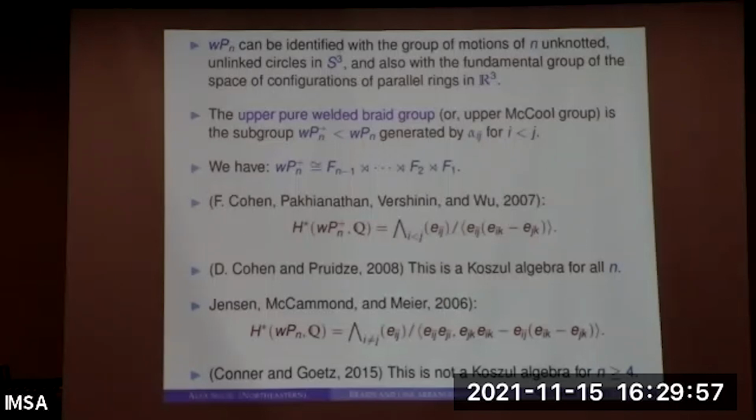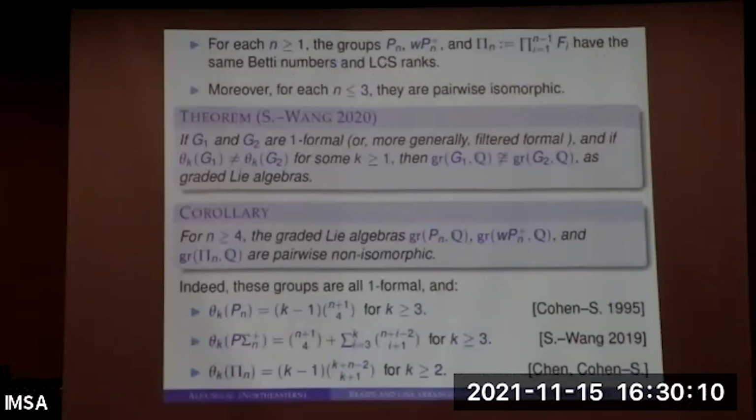They showed that, unlike WP_n plus, this is not a Koszul algebra for n at least 4, and this is by computer computation, an amazing computer computation. You have to go very, very deep. These groups have the same Betti numbers and the same lower central series ranks as the hyperplane groups, and for n up to 3 they're pairwise isomorphic.